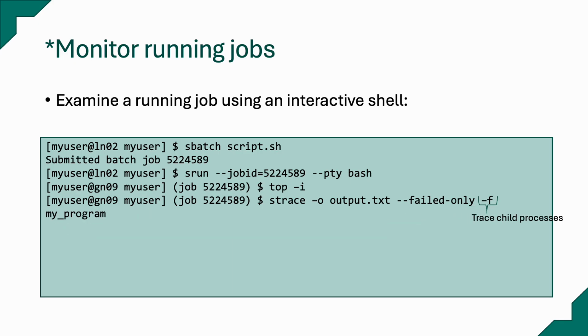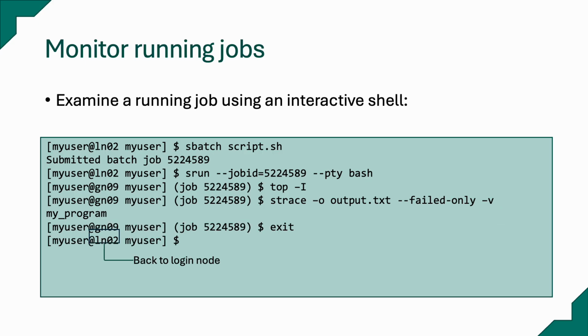If your program is a multi-threaded application, the -f flag can be useful to trace child processes as well. Another useful flag is -t, which will print timestamps on each system call. Or -v, which provides verbose output, including arguments and return values. Now we can exit the interactive shell and go back to the login node.